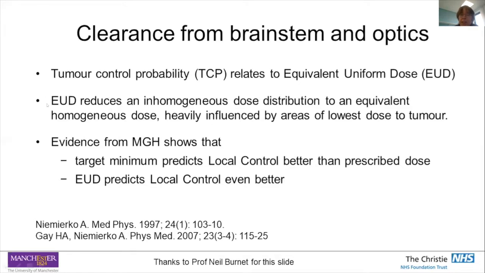And when we do that, the equivalent uniform dose is actually heavily influenced by the areas of lowest dose to tumour. In other words, if we have a particular dose distribution in which even a small part of the tumour is underdosed, that heavily influences the equivalent uniform dose and the chances of tumour control. And there is evidence from Massachusetts General showing that the target minimum predicts the local control better than the prescribed dose, and the equivalent uniform dose predicts the local control even better. So that's why we are bothered about areas of low dose close to critical structures.